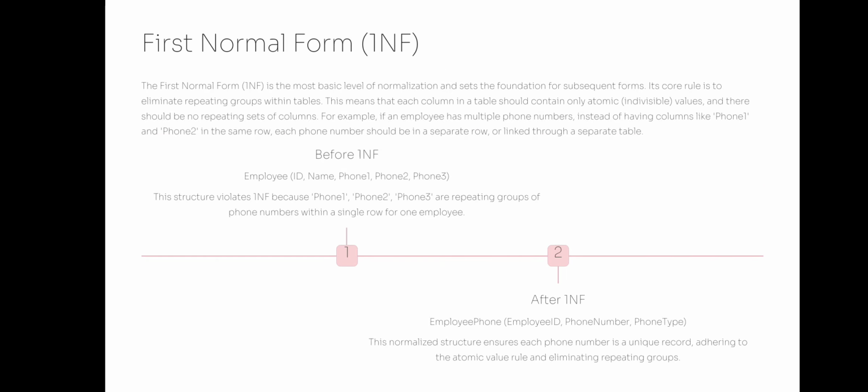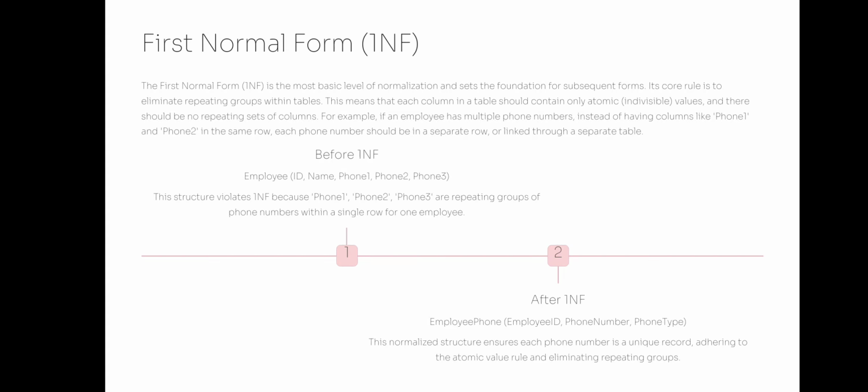The first and foremost rule: first normal form, or 1NF, eliminates repeating groups, ensuring atomic values in the columns. Basically, the 1NF rule is the most basic level of normalization and sets the foundation for subsequent forms. Its core rule is to eliminate repeating groups within the table. This means that each column in a table should contain only atomic, indivisible values and there should be no repeating sets of columns.